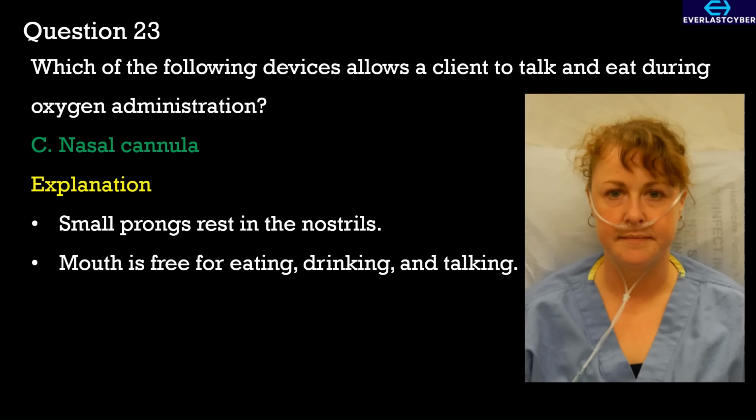I've also included a picture of what the nasal cannula looks like. So it doesn't cover any part of the face. The small prongs that come with it rest inside the nostril and the tubes are passed behind the ears. So it leaves the mouth open for talking, drinking, and eating.